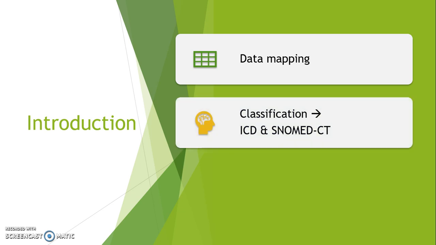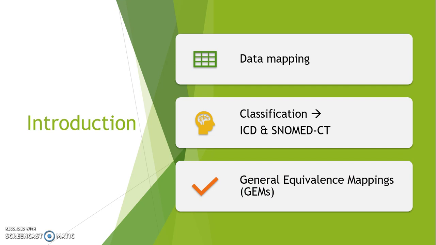Classification systems allow for the categorization and aggregation of data. An example of a classification system is the International Classification of Diseases, or ICD. And another is the Systematized Nomenclature of Medicine Clinical Terms, or SNOMED-CT.